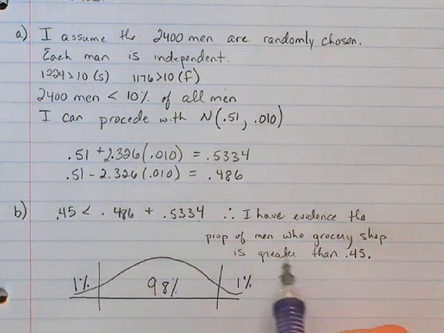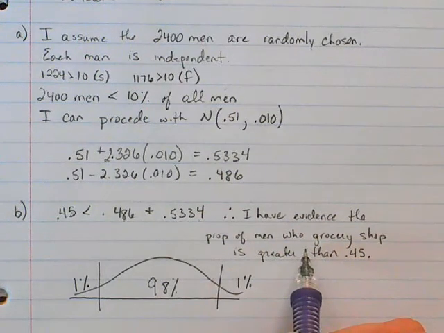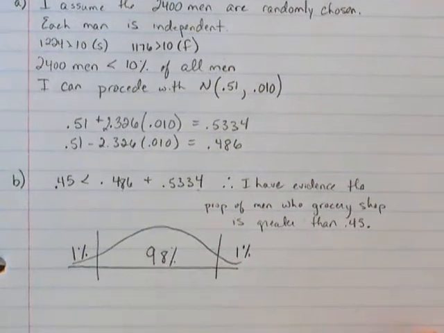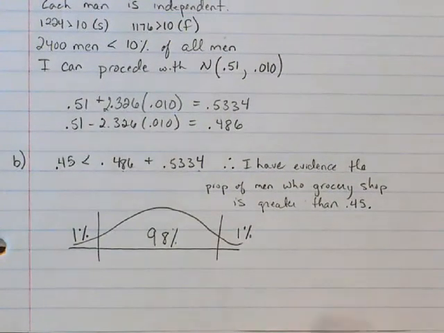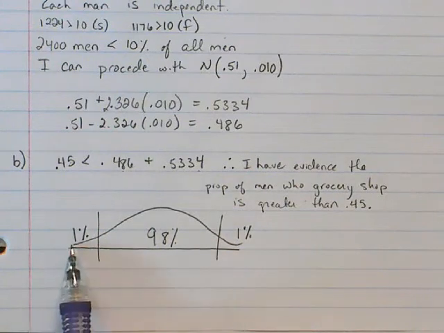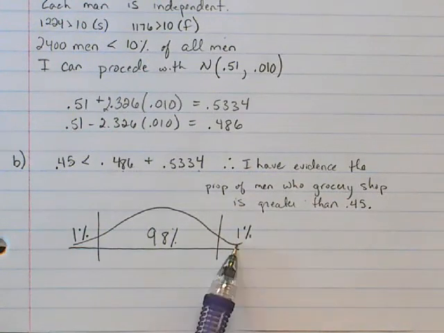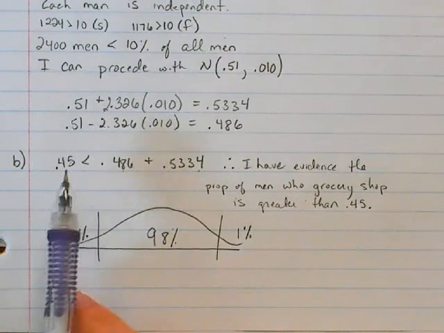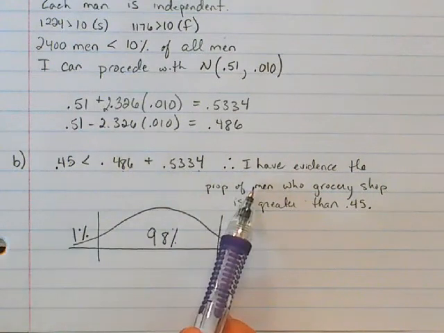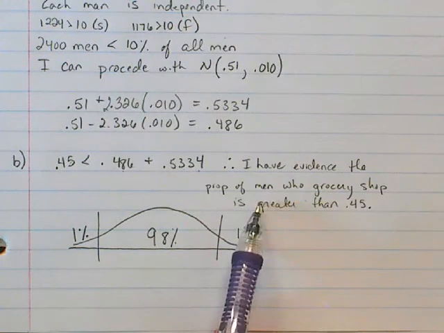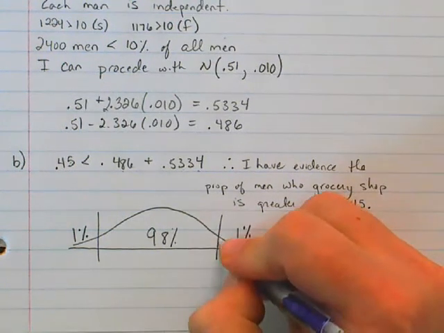Part C says, what's the level of significance of this test? We started talking about this a little bit. If I have a 98% confidence level, then that means I have 1% left over on each end. So you could say that my alpha level is 2% and you would be horribly wrong, but that's okay. We have to go back to the interpretation of our hypothesis test. I have evidence the proportion of men who grocery shop is greater than. So really, I'm only looking at this bit, which would make my alpha level 0.01.